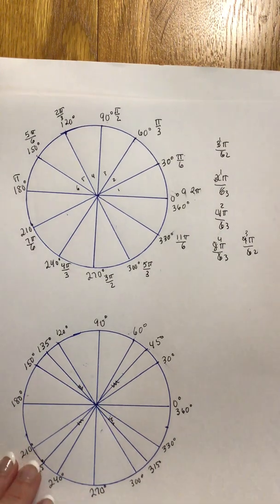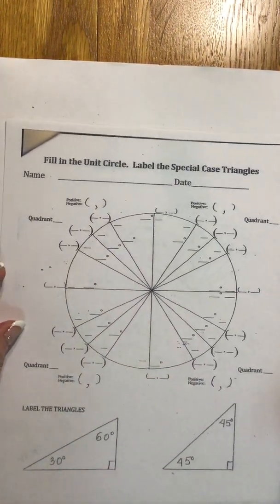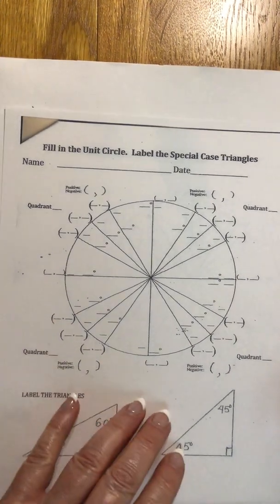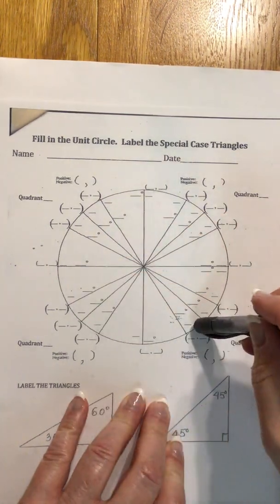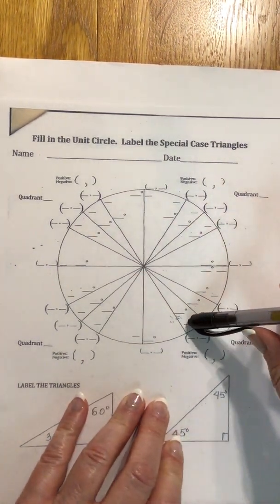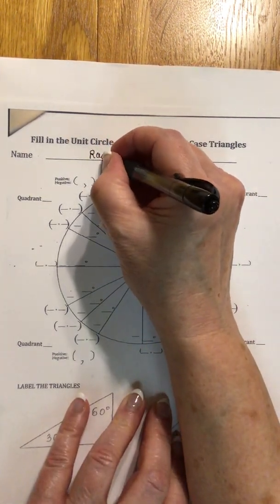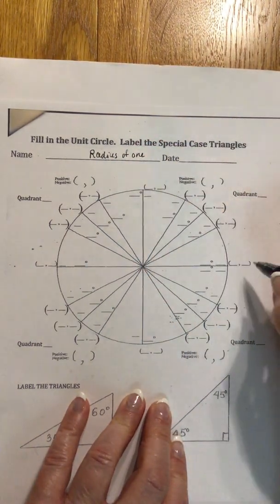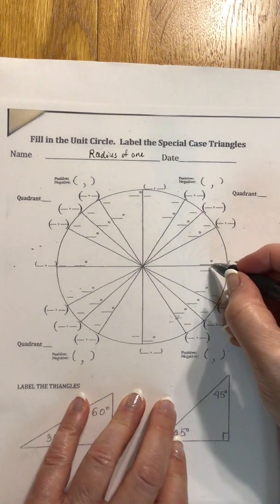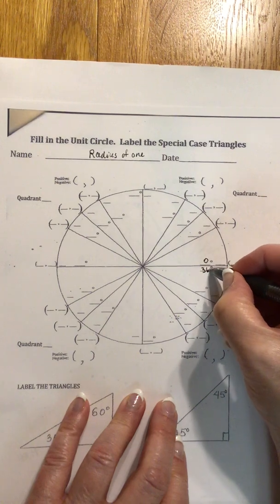So we're going to do that on a different page. So we're going to do something like this one. So we're going to fill in all the lines that have to do with degrees and radians as we go around this unit circle. So again, unit circle means that it has a radius of 1. So we're starting with degrees. The degrees are here. So we got 0 degrees, and all the way around is 360.